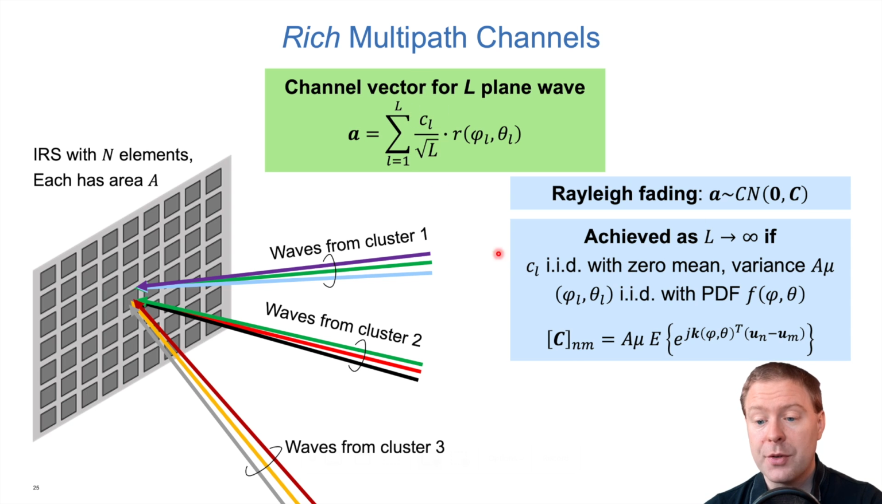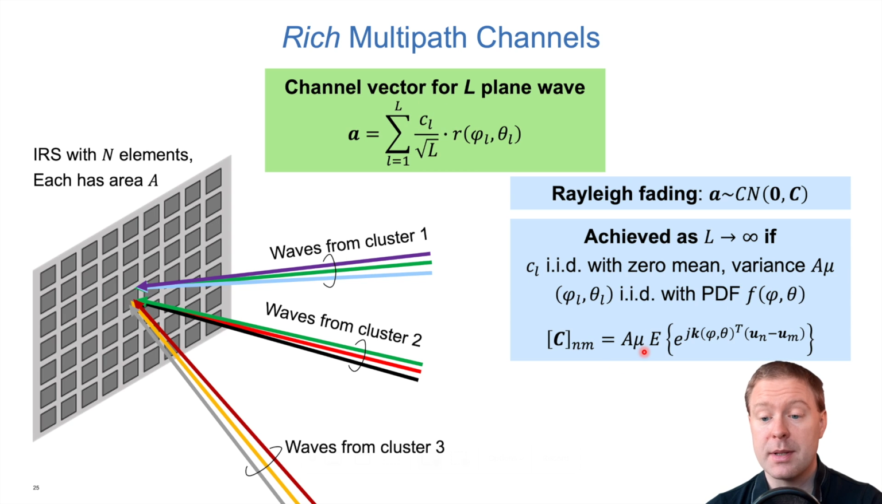So if we assume these c_l terms here are IID random variables with zero mean, because they have phase shift in them, they have a particular variance, A times mu, so A describes the size of each element, and mu describes sort of the general path loss. And we have an angle distribution as well, that is IID, with some kind of probability density function. Then we can compute the covariance matrix C. Its nm-th element is A times mu, and then we should take this c_l. It comes from that variance.